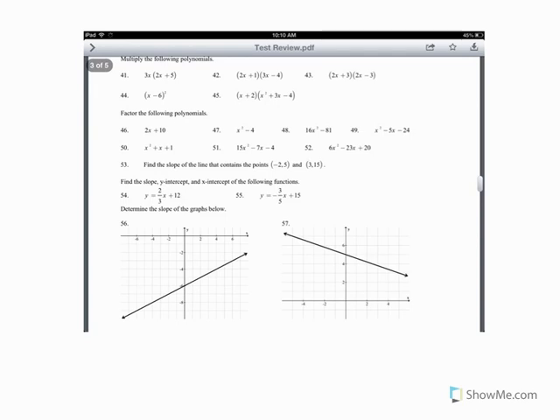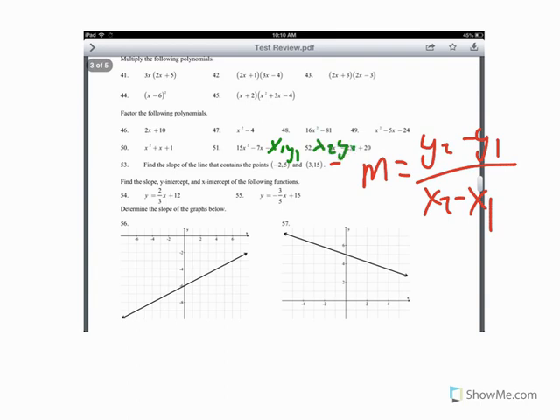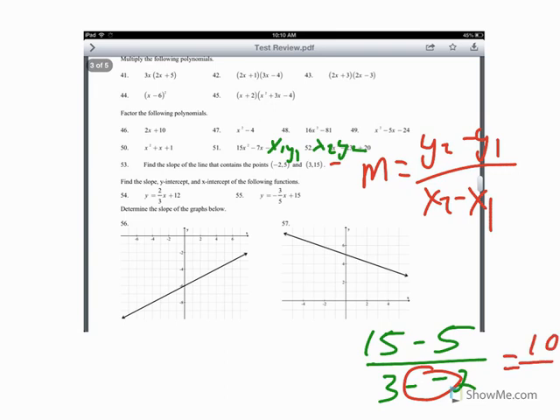Moving on. 53. Slope. M equals y2 minus y1 over x2 minus x1. And you just plug it in. From here, x1, y1, x2, y2. And you just say 15 minus 5 over 3 minus negative 2. Make sure you write the minus negative 2 because that's going to turn into a plus. And that's going to be 10 over 5. So my slope's going to be 2.